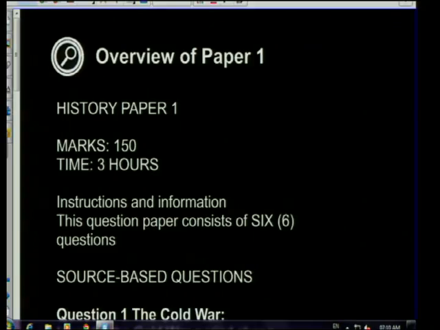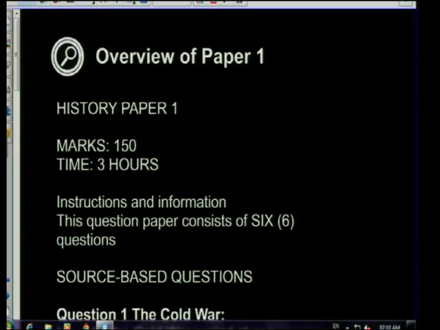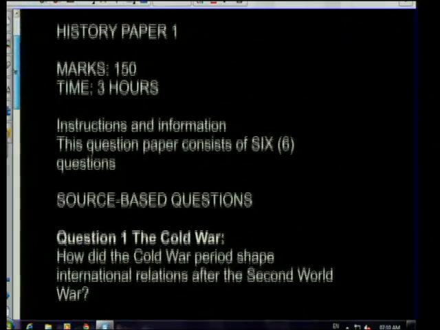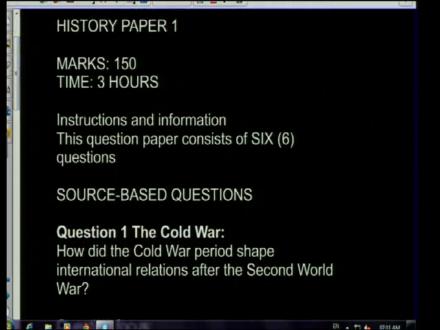Okay, and then the next thing we're going to look at, before we look at the actual questions and the sources, is the overview of paper 1. Remember earlier on I told you that it is important to know the structure of the exam. Paper 1 is out of 150 marks and it's 3 hours long. The instructions and information that you will get there is that the question paper consists of 6 questions.